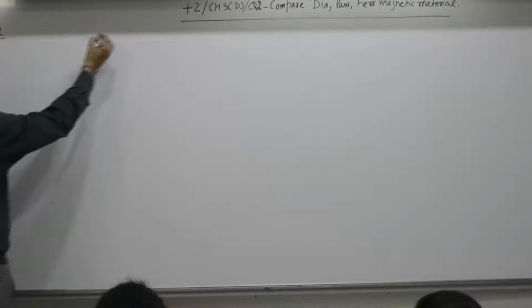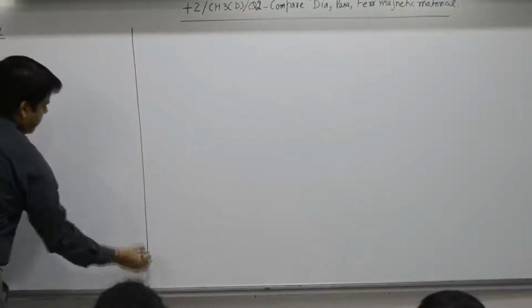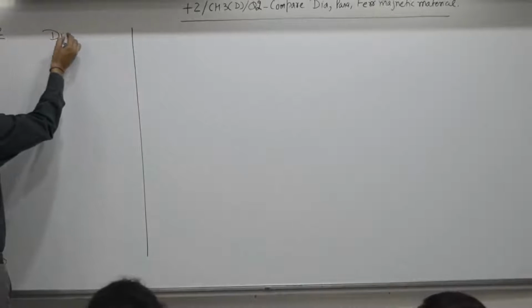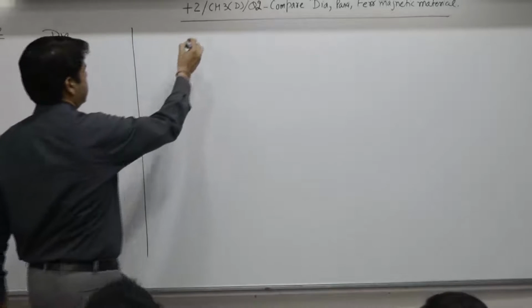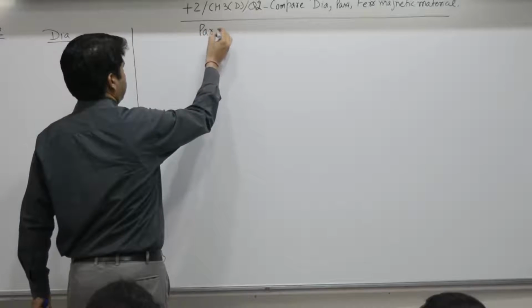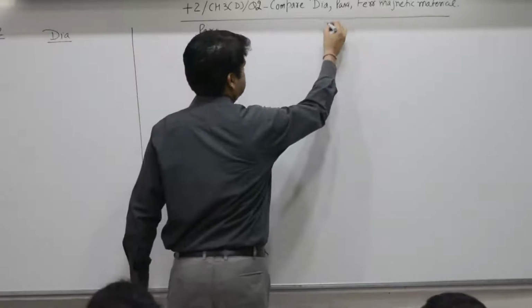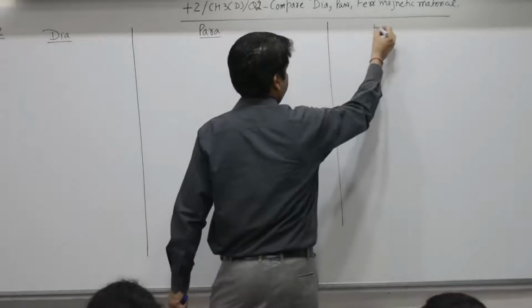So this whole chapter 3D deals with three types of materials. The first one is dia. The second one is para. The third one is ferro.